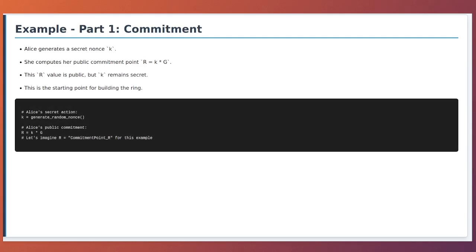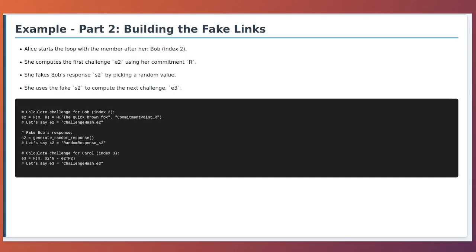Example: commitment. Alice's first step is to make her secret commitment. She generates a secret random nonce, which in a real system is a large number, but for example, let's just call it K. She uses this nonce to compute her public commitment point. R equals K times G. Let's imagine this point R can be represented by the text "commitment point R." Now she is ready to start building the ring, beginning with the person after her, Bob, who is at position 2.